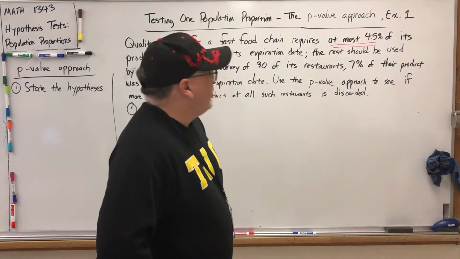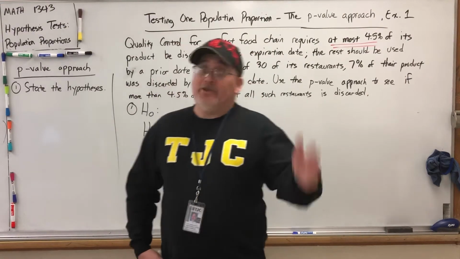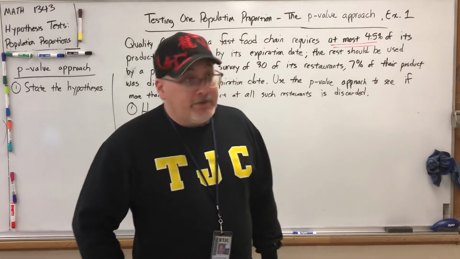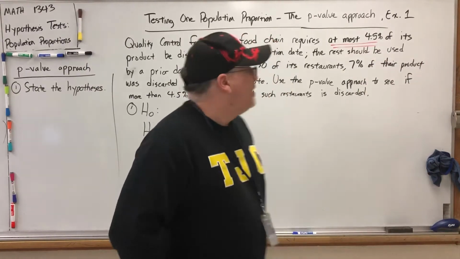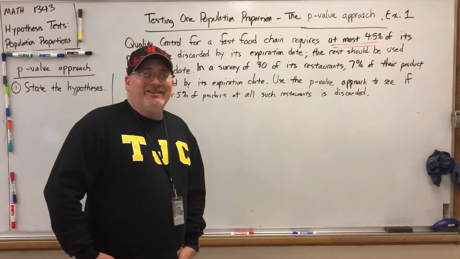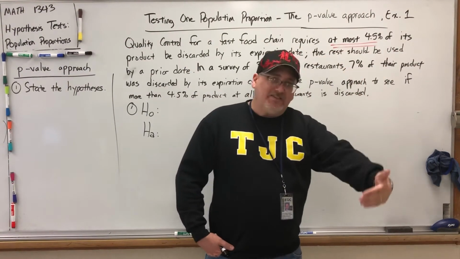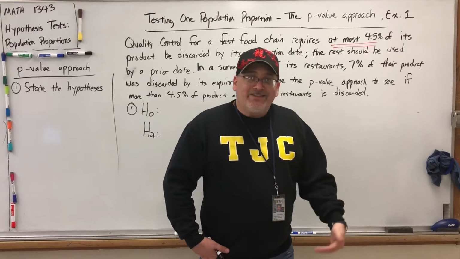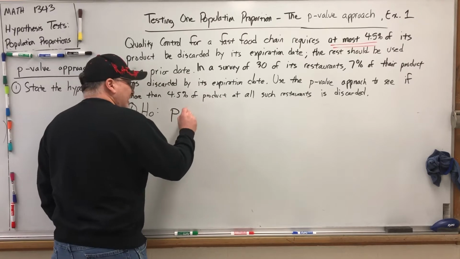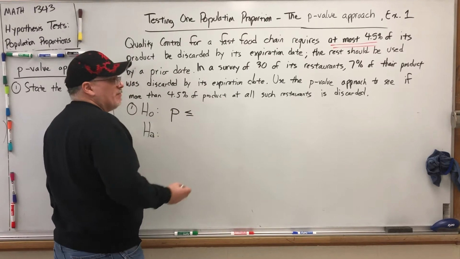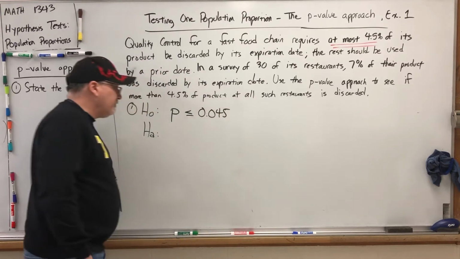For some reason that phrase throws people off. At least is easy. You can drink legally if you're at least 21 years old in Texas. So if you're 21 or greater, if you're greater than or equal to 21, you can drink. At most translates to less than or equal to. And because at most includes the possibility of being equal, it's going to be the null hypothesis. At most means that the proportion has to be less than or equal to 4.5%, or as a decimal, 0.045.